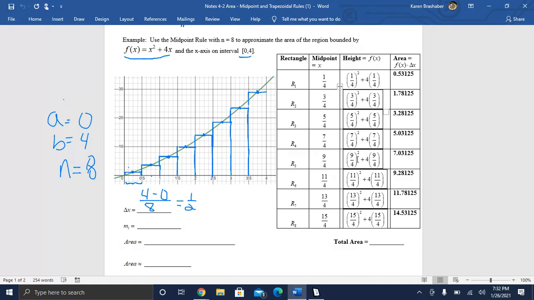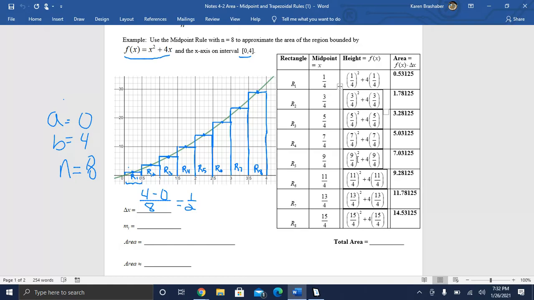So after I draw this last rectangle all the way down to the x-axis, I'll go ahead and label my rectangles. So the first one is rectangle 1, rectangle 2, rectangle 3, rectangle 4, rectangle 5, rectangle 6, rectangle 7, and rectangle 8. So you can see the 8 rectangles.